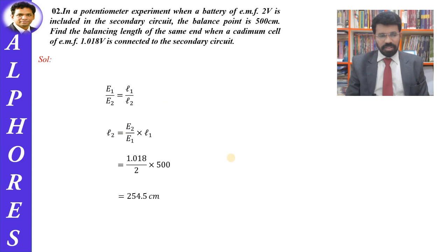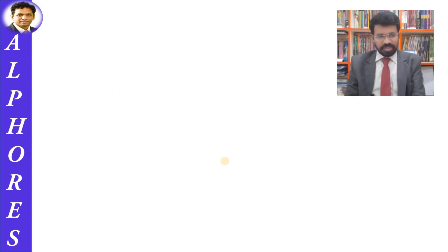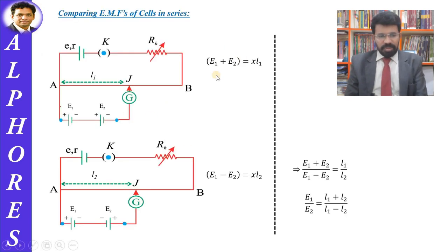All that you should remember is, whenever you write an equation like this, you should know why you are writing it. This L1 is called the balancing length. Across this balancing length, the potential is written as X into L1, where X is the potential per unit length, the potential gradient. So if I write an equation like E1 plus E2 is equal to X L1, it means the potential drop across the L1 length, which is X L1, is exactly equal to E1 plus E2. If that is the situation, then there won't be any current through the galvanometer.